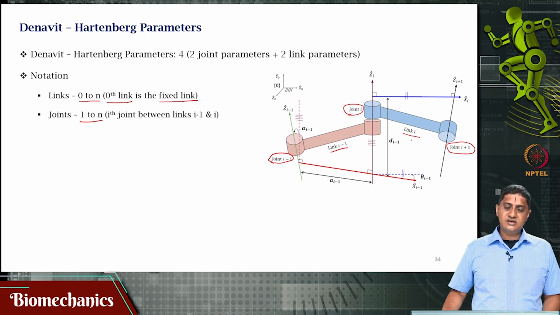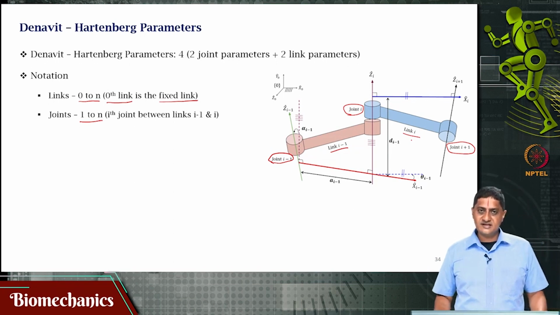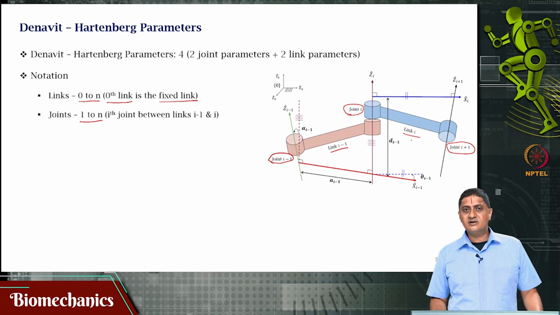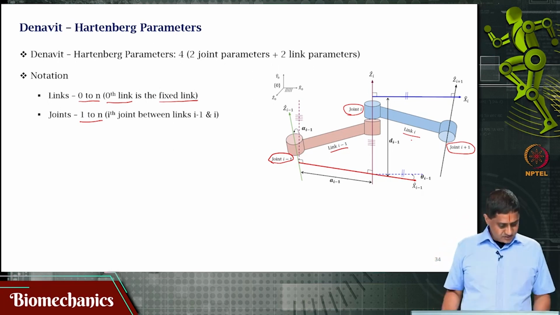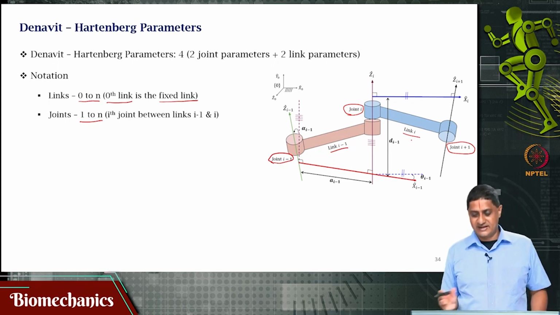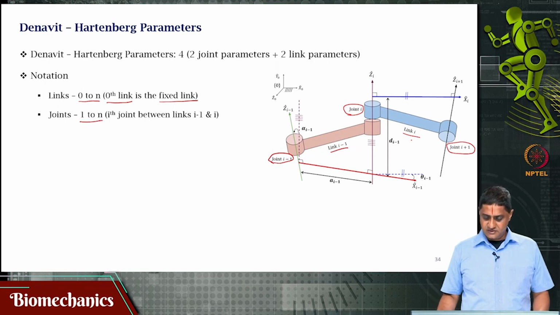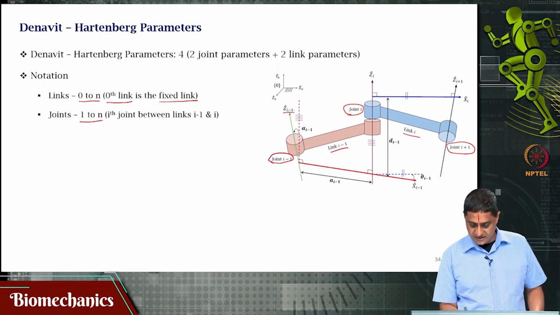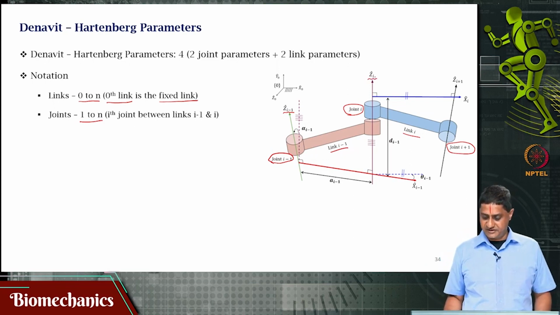So, it turns out that you define the x axis as the common normal between the z i minus 1 axis and the z i axis. The x i minus 1 axis is defined as the common normal between the z i minus 1 axis and the z i axis. Okay. So, this is the z i minus 1 unit vector and this is the z i unit vector.